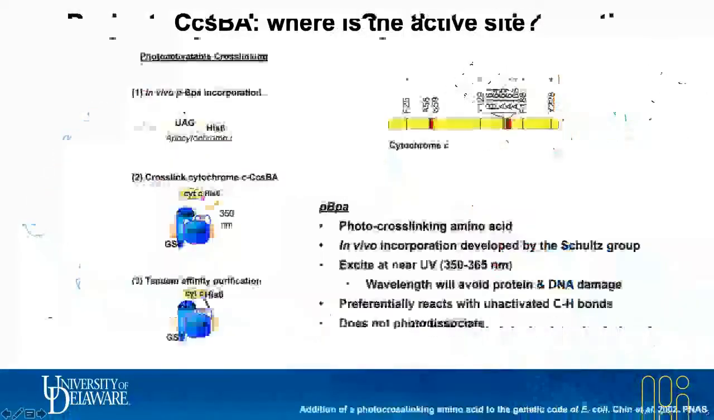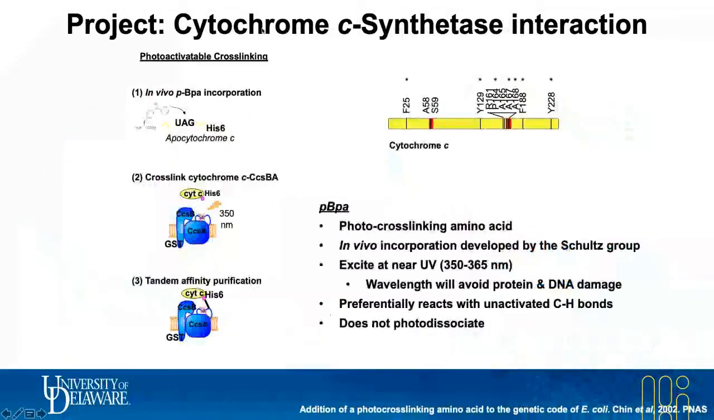So we're moving on to a new technique using photoactivatable crosslinking. We've chosen to use PBPA. It can be incorporated at engineered UAG sites in your protein of interest. So we have engineered these into cytochrome C. The sites we have chosen are shown here. Any ones with an asterisk, we've actually gotten PBPA incorporation and shown it by mass spec.